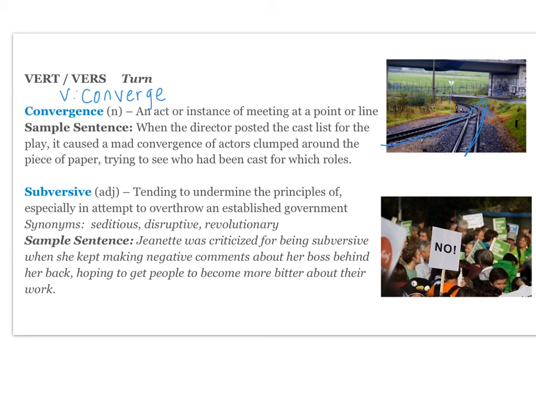Your sample sentence is when the director posted the cast list for the play, it caused a mad convergence of actors clumped around the piece of paper trying to see who had been cast for which roles. So the convergence of actors is the coming together of actors.